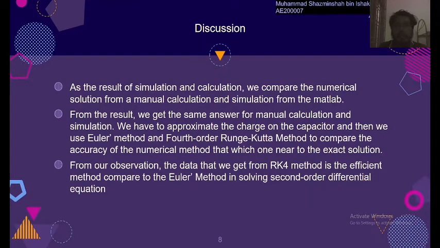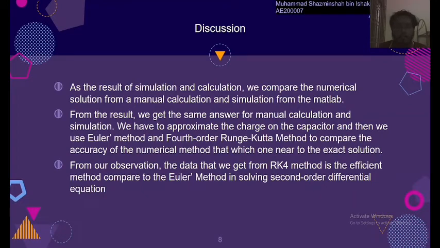So first, I will present the discussion. Okay, as the result of the simulation and calculation, we compare the numerical solution from manual calculation and simulation from MATLAB. From the result, we get the same answer for manual calculation and simulation. We had to approximate the charge on the capacitor, and then we use the Euler method and the fourth order Runge-Kutta method to compare the accuracy of the numerical methods, which one is nearer to the exact solution.